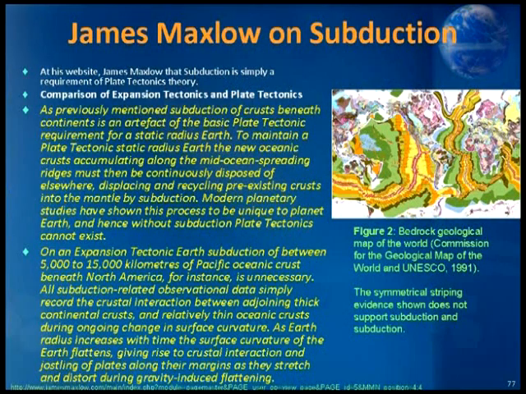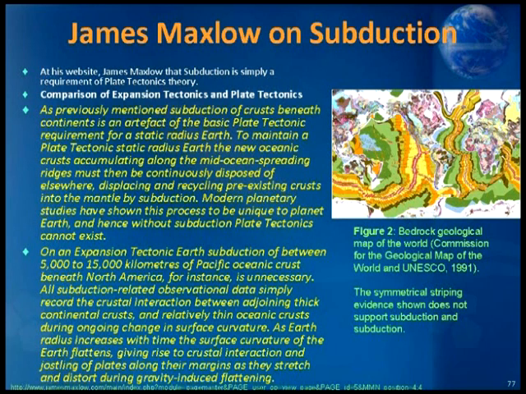As previously mentioned, subduction of crust beneath continents is an artifact of the basic plate tectonic requirement for a static radius Earth. To maintain a plate tectonic static radius Earth, the new oceanic crusts accumulating along the mid-ocean spreading ridges must be continuously disposed of elsewhere, displacing and recycling pre-existing crusts into the mantle by subduction. Modern planetary studies have shown this process to be unique to planet Earth, and hence without subduction, plate tectonics cannot exist. So there's no plate tectonics measured on Mars, for example.